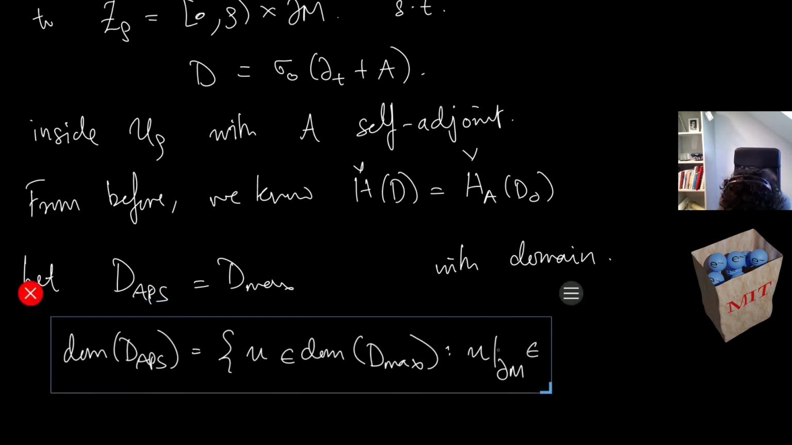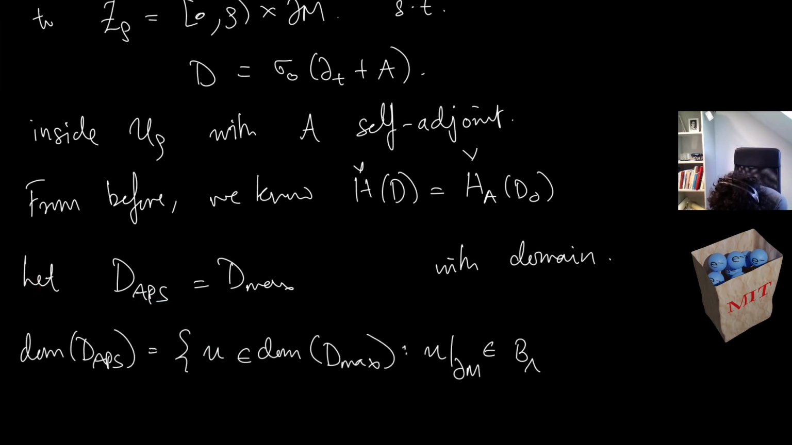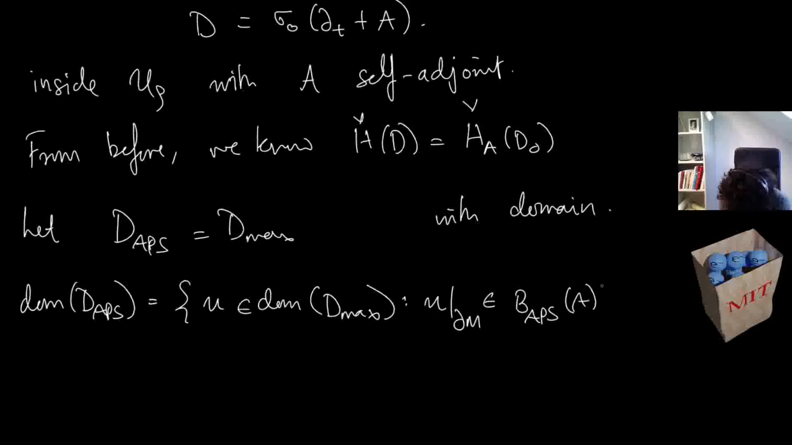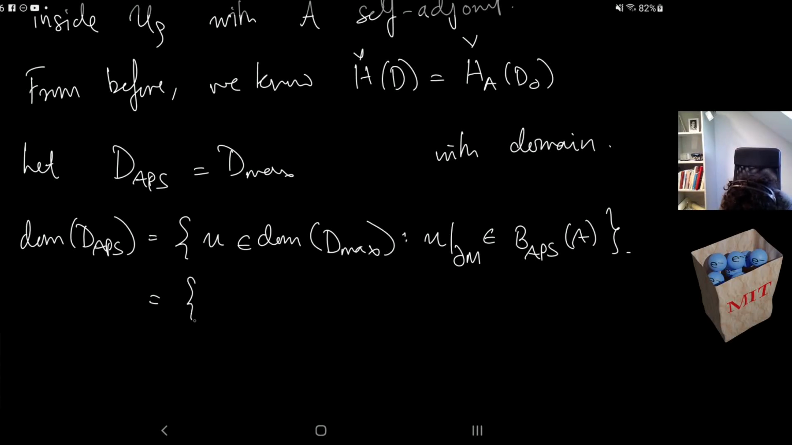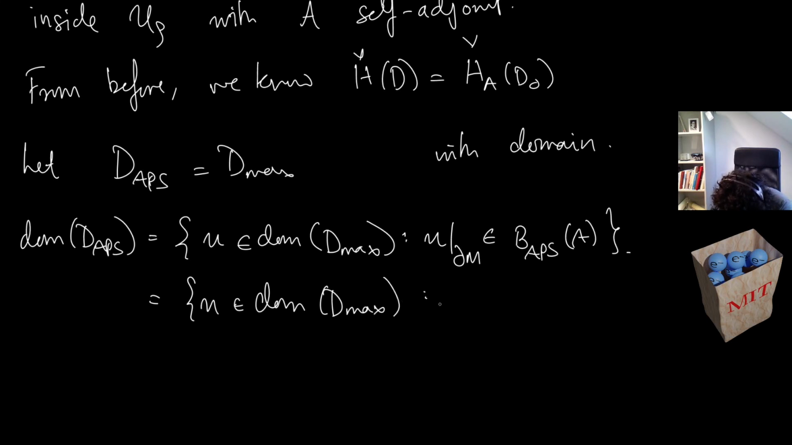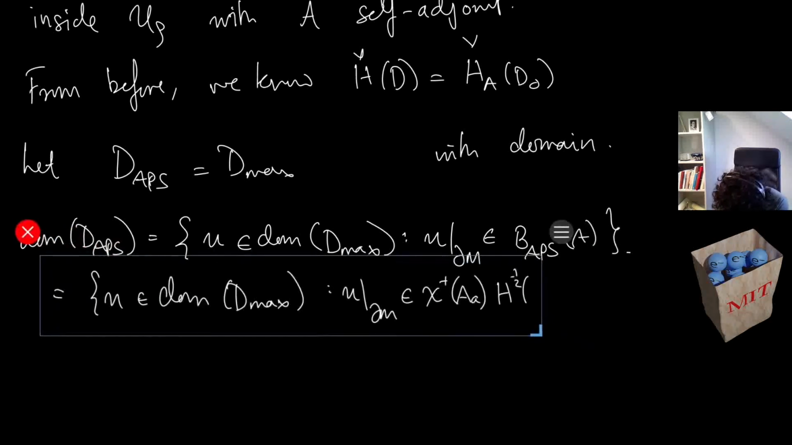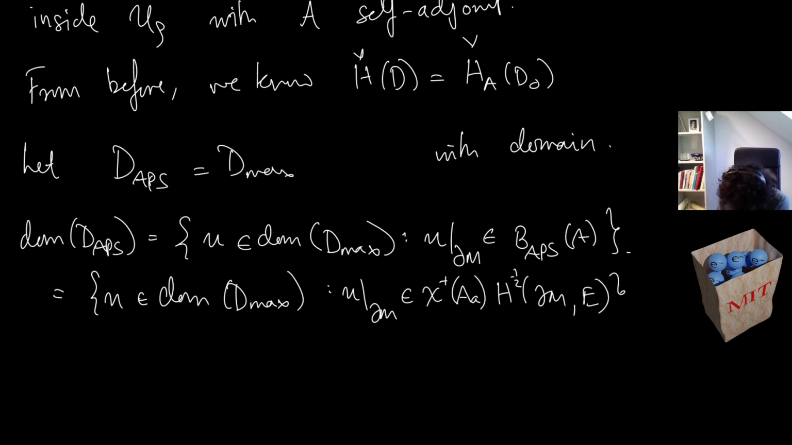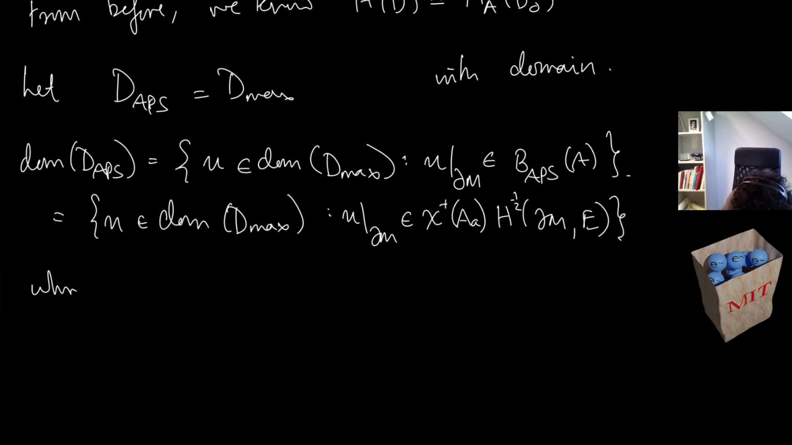in B_APS of A, which is exactly the U in dom D_max, such that the restriction lands in chi plus of A, little a, acting on H half of partial M, where a is always equal to the minimum of the modulus of the two eigenvalues, right?